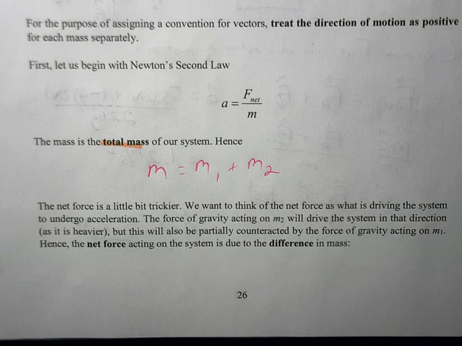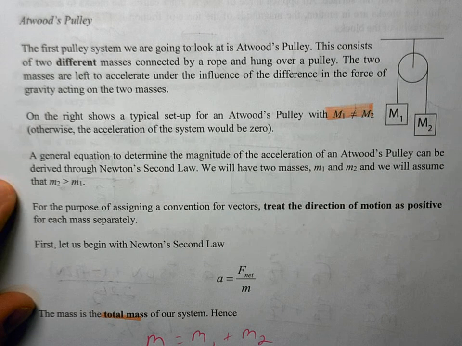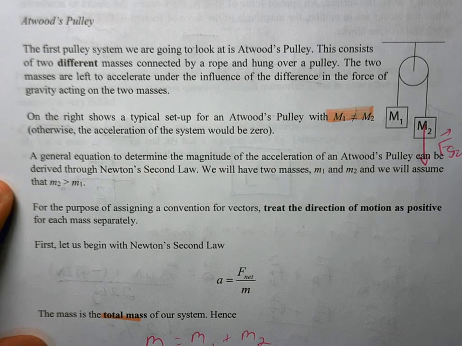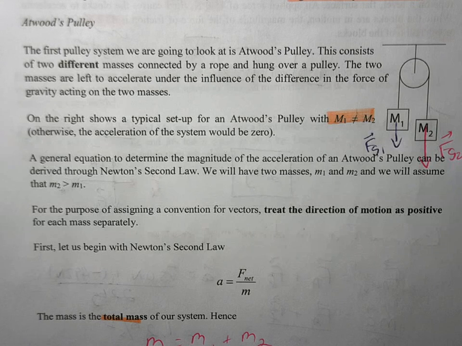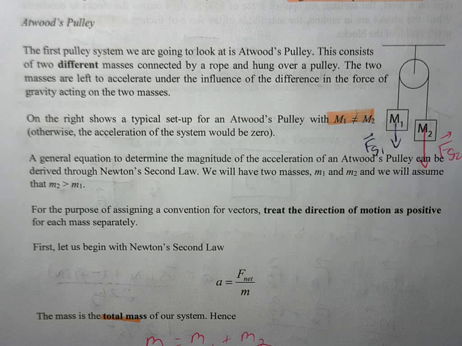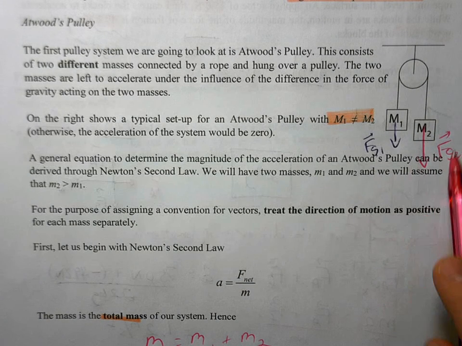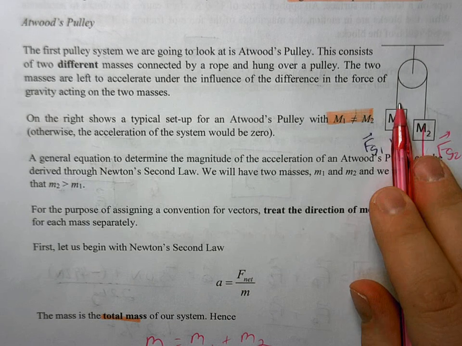The net force, this one's a bit trickier. We want to think of it as what is driving this system to actually undergo the acceleration. So if I look at my pulley up here, with mass 2 being bigger than mass 1, we're going to have a force of gravity due to mass 2, and we're also going to have a force of gravity due to mass 1. But with mass 2 being heavier, its force of gravity is going to be stronger than the force of gravity acting on mass 1. Because this force of gravity is stronger, this one is going to win out. This second mass is going to end up going down, whereas mass 1 is going to go up.